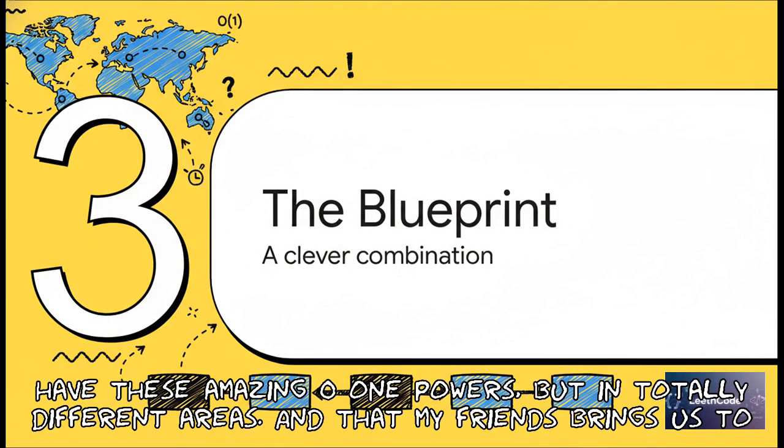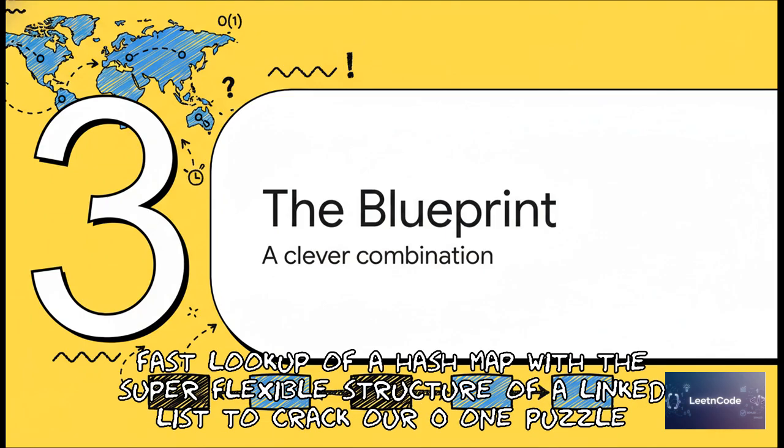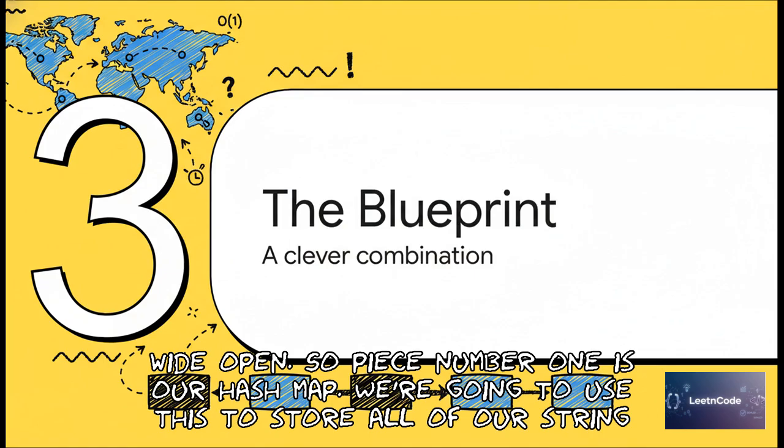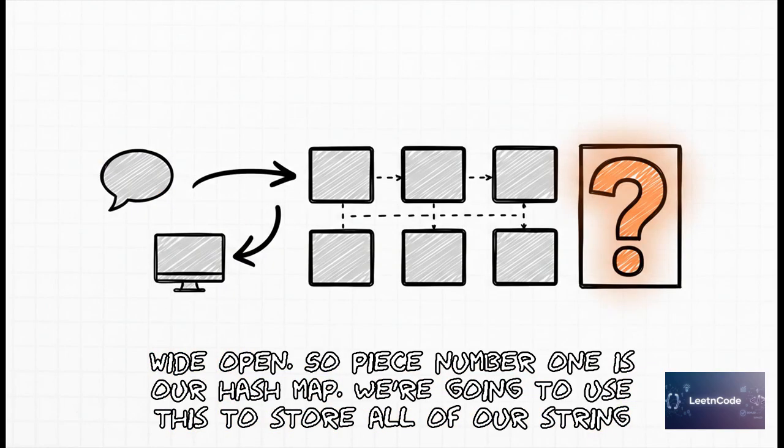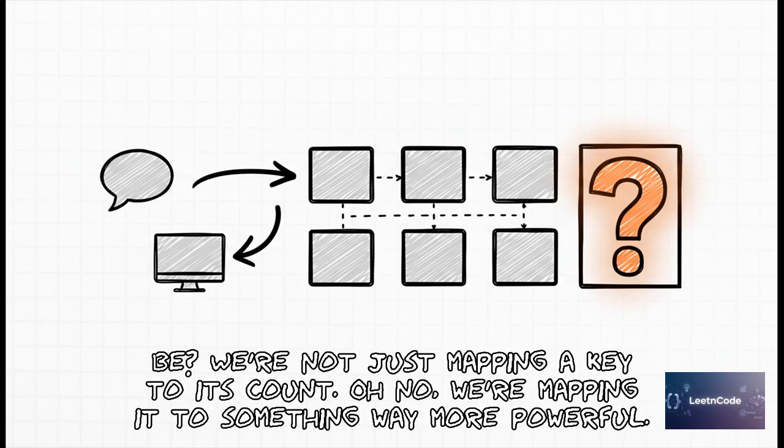And that, my friends, brings us to the blueprint. This is where the magic happens. This is where we see how to combine the lightning-fast lookup of a hash map with the super flexible structure of a linked list to crack our O(1) puzzle wide open. So piece number 1 is our hash map. We're going to use this to store all of our string keys, just like you'd expect. But the million-dollar question is, what are the values going to be? We're not just mapping a key to its count. Oh no, we're mapping it to something way more powerful.